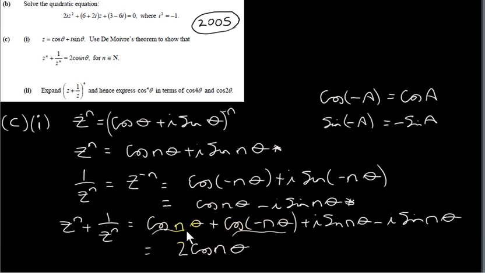Okay, this is actually the same as this. This is cos n theta. So we add the real parts, and then we add the imaginary parts. And we're going to get 0 when we do that.